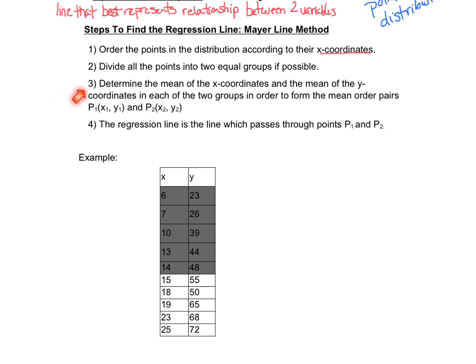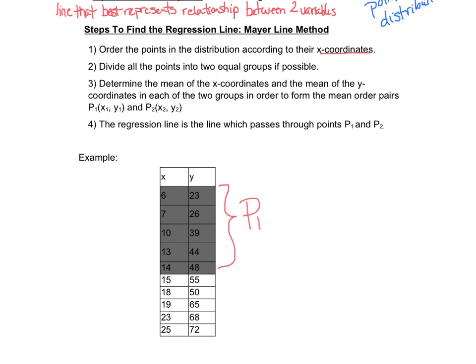Third step, we're going to determine the mean of the x coordinates, that's the average of the x coordinates, and the mean of the y coordinates. And that'll give us a point. It gives us a mean point. So first we'll look at the first set of numbers. You're going to find what is P1. P1 represents x1. x1 is the mean of all the x coordinates in the group, and y1 is the mean of all the y coordinates.